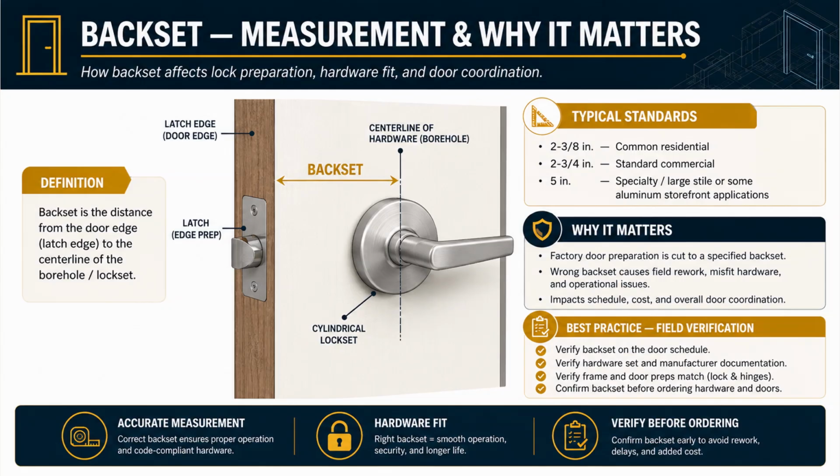Verify the backset on the door schedule. Verify the hardware set and manufacturer documentation. Verify the frame and door preps match, lock and hinges, and confirm the backset before ordering hardware and doors. The bottom line in 3 icons: accurate measurement, hardware fit, and verify before ordering. A door with the wrong backset is a door you can't install the lock on.